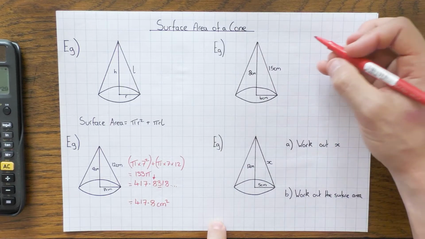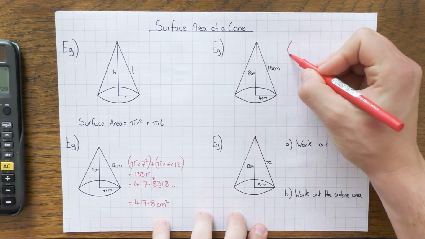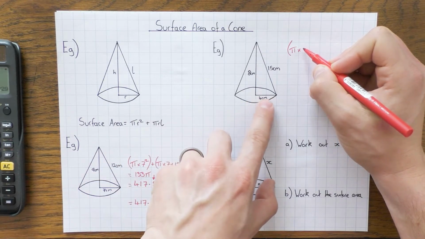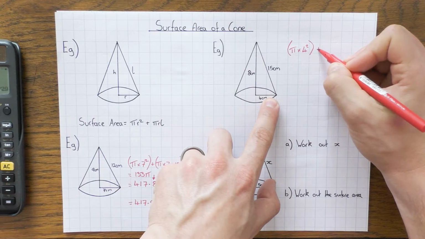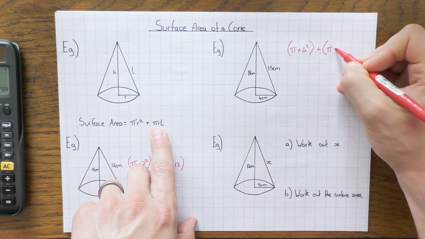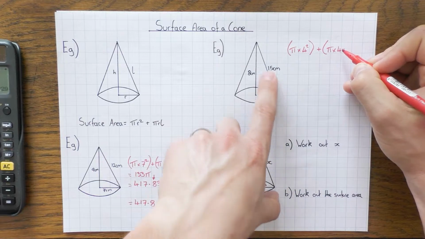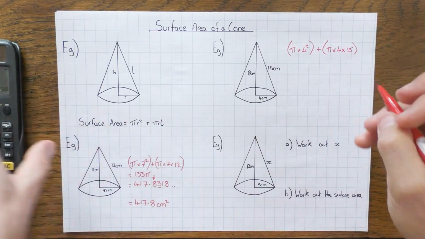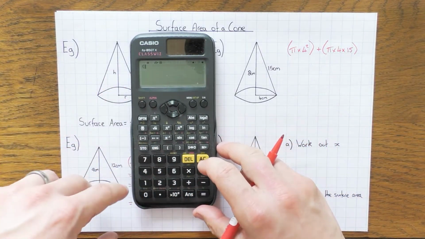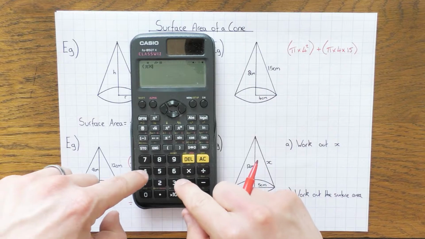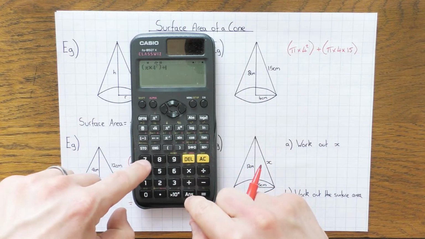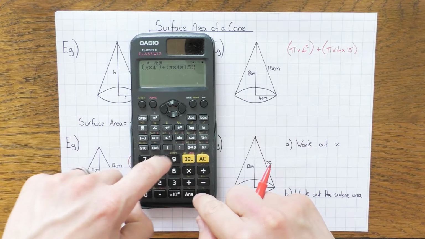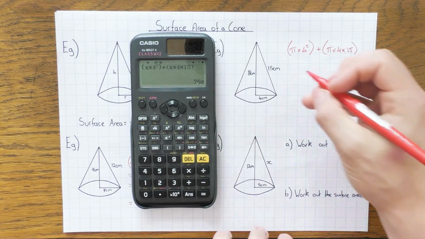Exactly the same thing, just substitute it straight into the formula. So again, I'm going to stick it in brackets. So I have my pi times by the radius squared, and then I need to add that to pi times the radius times by the slanted height there, which is 15. And again, I'm just going to stick that straight into the calculator. So pi times 4 squared, close that bracket, plus open bracket, pi times 4 times 15. Press the equals, so I have 76 pi.